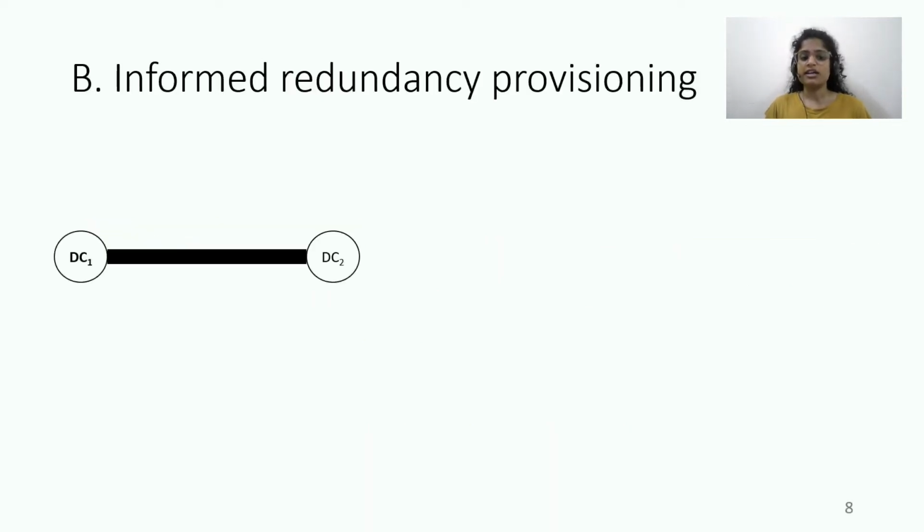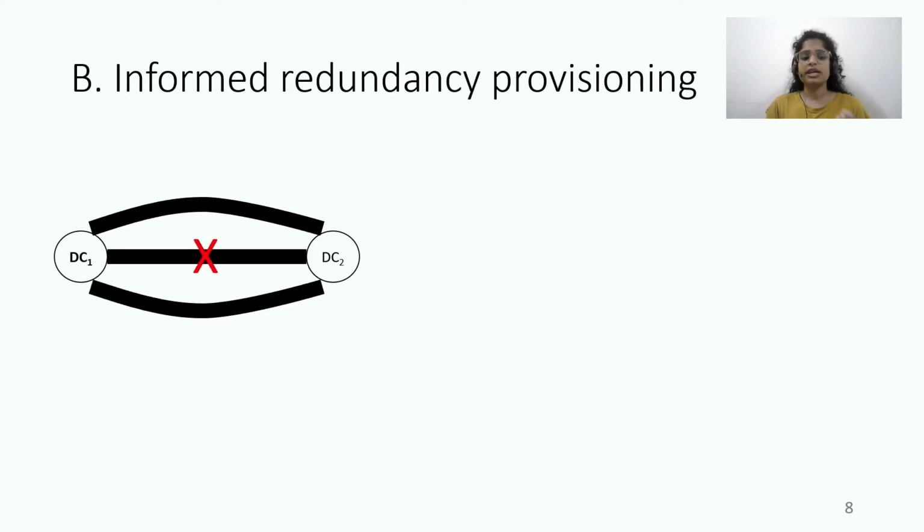The second idea is to do informed redundancy provisioning. Consider two data centers, data center 1 and data center 2. And we want to provision capacity between DC1 and DC2 such that at least 100 Gbps of capacity is always available between DC1 and DC2. Then if we simulate 2 link failures, then we need to provision at least 3 links between DC1 and DC2, which would sum up to a total capacity of 300 Gbps.